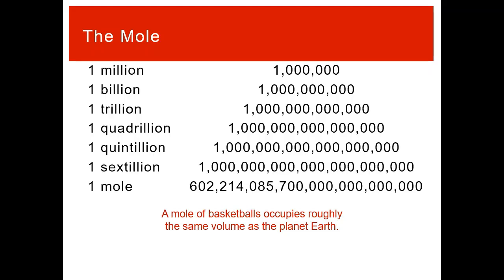Just to give you an idea, I've written out some numbers in not scientific notation. We start with 1 million, billion, trillion, and keep going up by basically 1,000 times 1,000 each time. You can get to 1 sextillion, and then you can reach 1 mole. So 600 sextillion is the size of the number of objects in a mole.